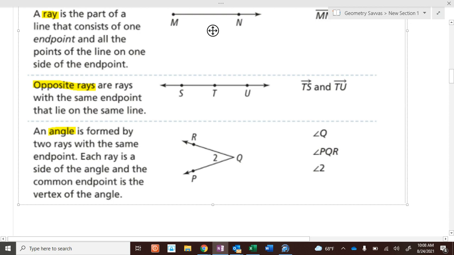And finally, of the terms that we're going to define right now, an angle is formed by two rays with the same endpoint. Each ray is a side of the angle, and the common endpoint is a vertex. So where the two rays start from is called the vertex of the angle. So point Q is the vertex of the angle. So you can name that angle by calling it PQR or RQP or angle 2 or just angle Q.